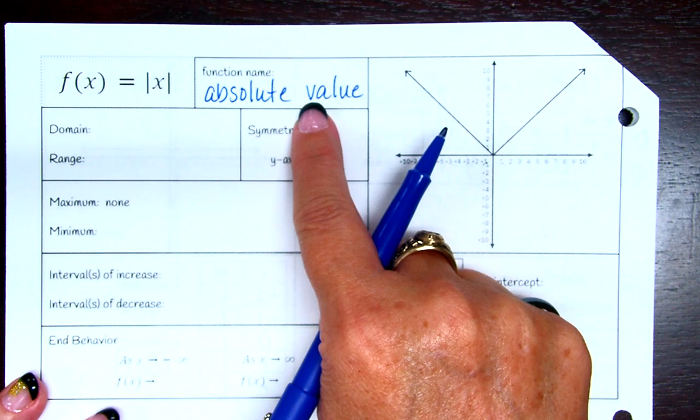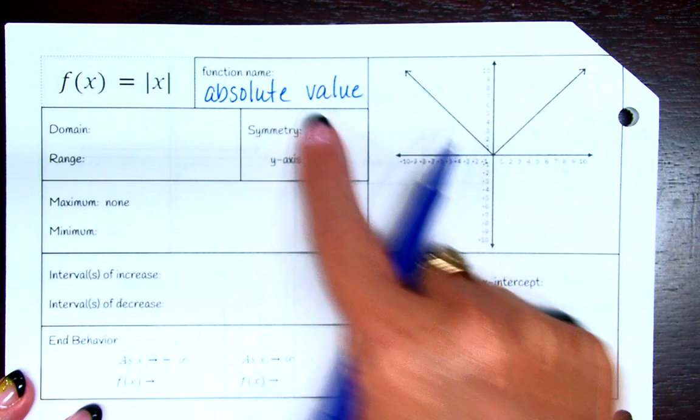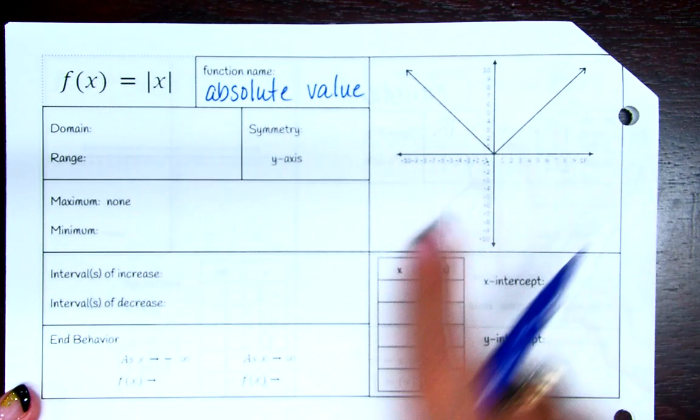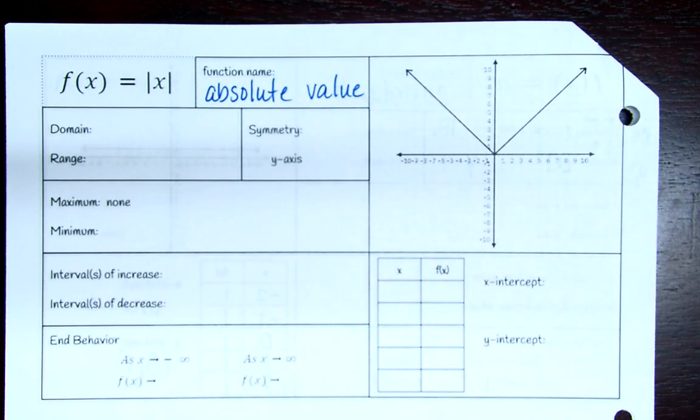Well, what does this letter start with? I mean, what letter does this word start with? V. And what does this look like? A V. Absolute value looks like a V, right? What does absolute value mean? In math, what does it mean to find the absolute value of something? It means how far is that thing away from 0? It's a distance, right? Okay?